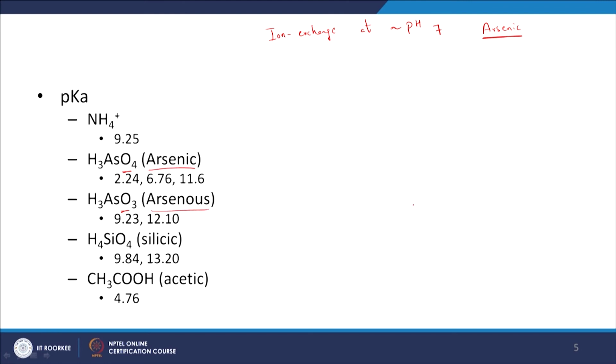So here, at pH 7, if I look at H3AsO4, what is the speciation going to be here? Let me draw the figure here, as we never looked at a triprotic acid before.